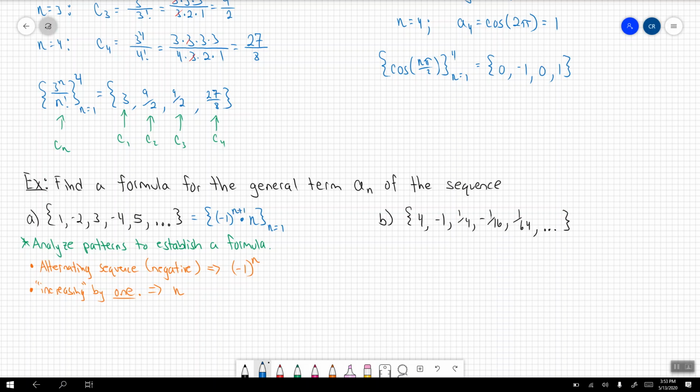I could have n plus 1 as my exponent. Now, whenever I substitute in the value of 1, look at my exponent. That's going to be 2. -1 to the power of 2 is positive. The first term is going to be positive 1. Second term, if n is equal to 2, that's going to be 2 times -1 to the power of 3.